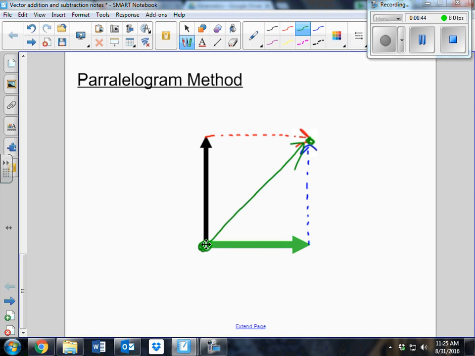Notice it's the exact same as the other method. I get the same result. It's just two different ways to find it. You use what you prefer. I prefer the tip to tail. You just have to remember that you have to move the vectors.